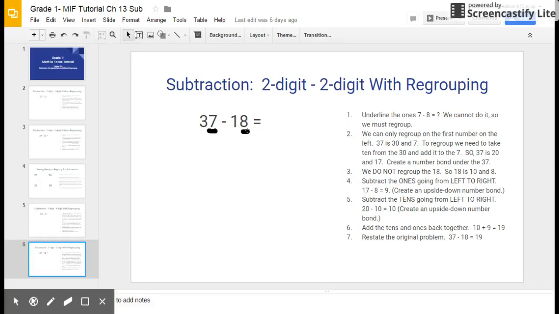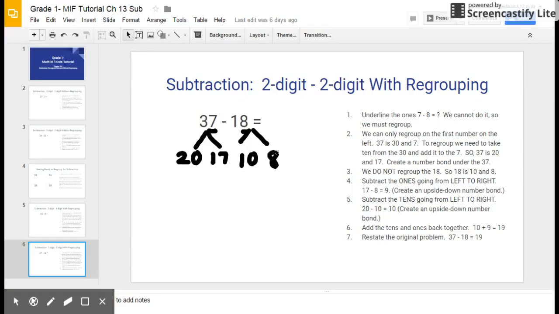We can only regroup the first number, which is 37. 37 is 30 and 7. However, when we regroup, 37 is 20 and 17. We also need to break down number 18. 18 is 10 and 8.